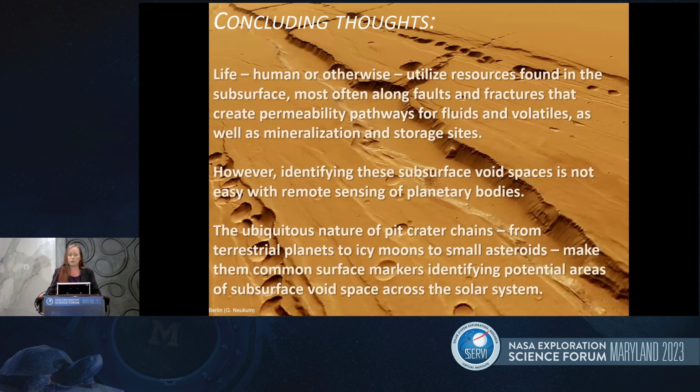Just to conclude, life, including humans or otherwise, often utilizes resources that are found in the subsurface, most often along faults and fractures that create permeability pathways for fluids and volatiles, as well as storage sites and mineralization in these same locations. However, being able to identify these subsurface void spaces is not easy with the remote sensing capabilities that we currently have. But I would argue that the ubiquitous nature of pit crater chains, from terrestrial planets to icy moons to small asteroids, makes them a common surface marker that identifies potential areas of subsurface void space across the solar system.